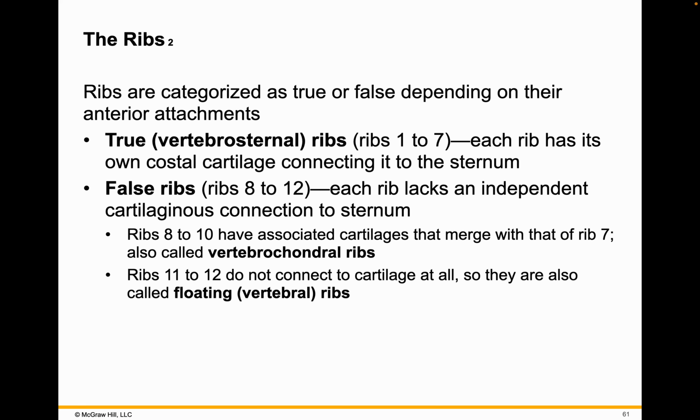Ribs 8 through 10 have a group of cartilages that merge, called the vertebrochondral ribs, so they are just false ribs. Ribs 11 and 12 don't connect to the sternum at all, so they are referred to as floating ribs or vertebral ribs.